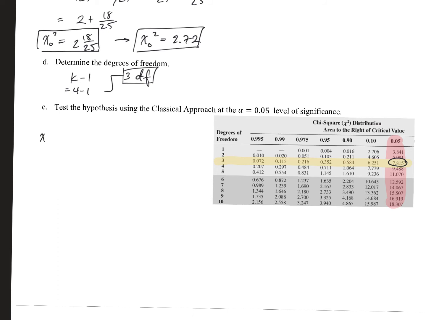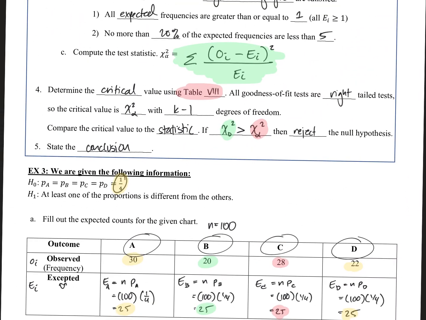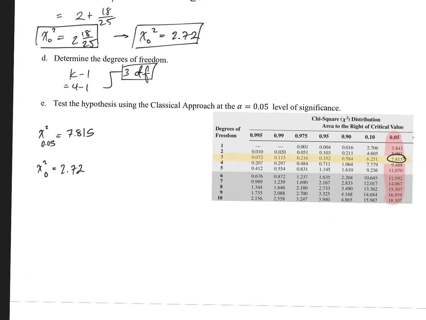Okay, so we found that chi-squared of 0.05 is going to equal 7.815, and we are going to be comparing this with our test statistic, which we found was 2.72. So how are we comparing them? Well, according to our steps, if our test statistic is greater, we'll reject the null. So which one is greater? Well, it looks like that value is greater, which is my critical value. And this is my test statistic. So if chi-squared is greater than our critical value, then we reject the null.